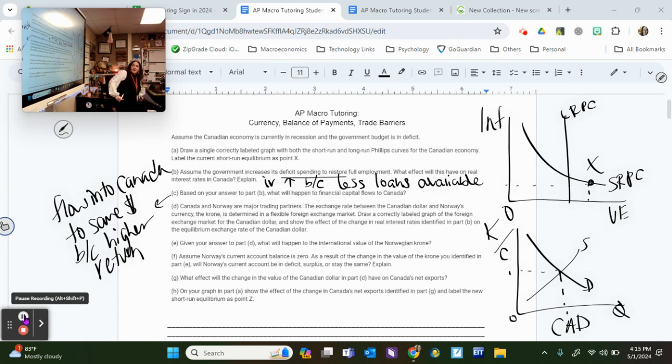Okay. So, hey, if Canada has high interest rates, what's going to happen to our Canada graph? The demand increases, or you can say the supply decreases. Either way, I think it makes more sense to have more demand, though.